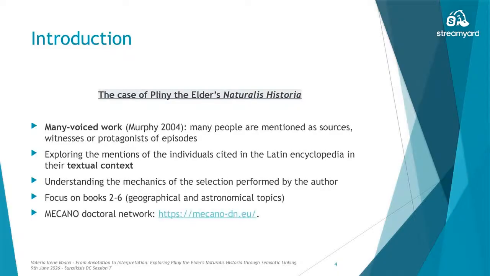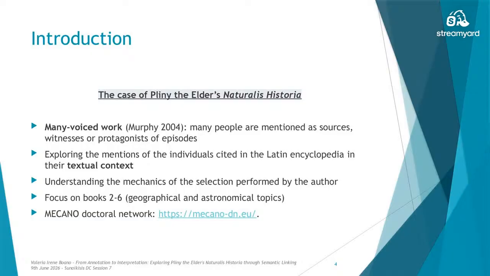And in particular, I'm applying this methodology to the Naturalis Historia by Pliny the Elder. As many of you may already know, the Naturalis Historia is a Latin encyclopedia of the 1st century AD, and it is considered a many-voiced work because here many people are mentioned both as sources or as protagonists of episodes. We are sure that the author Pliny was citing the sources and the persons consciously because he himself states it in the preface of the first book.